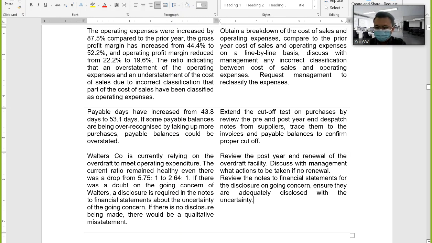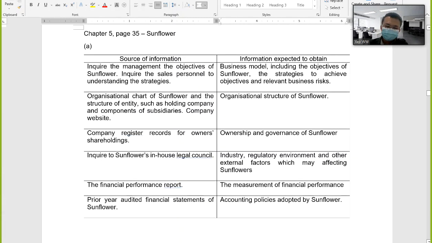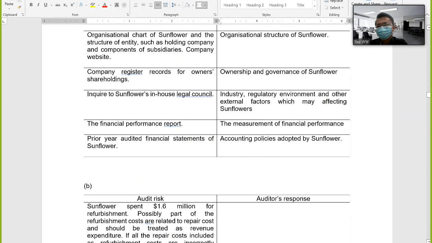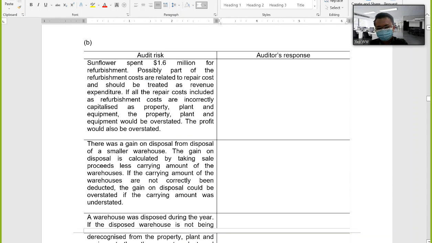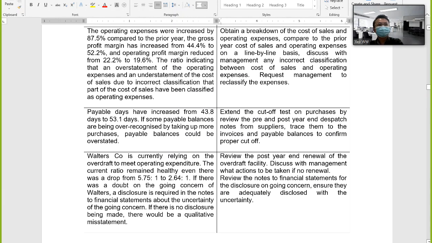Okay, we have one more question to go with this Sunflower case. Sunflower. Okay. Yeah, after this we go through chapter 12. Okay. Completed already, right? Okay. Okay. Next question.